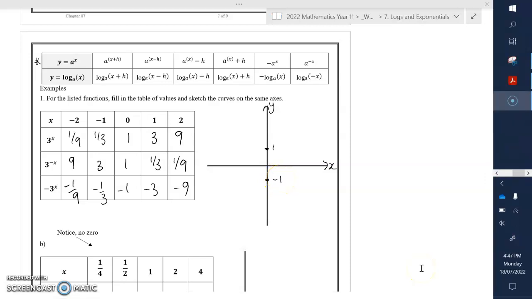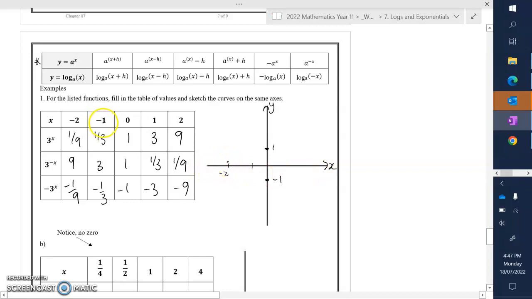Okay, so the first one I want to plot is y equals 3 to the x. We're starting at an x value of minus 2, which is down here, and we should have a little tiny value of about 1/9. So we're way down here, remembering that the asymptote is the x-axis. We're very close to that axis, but we're not quite hitting it.